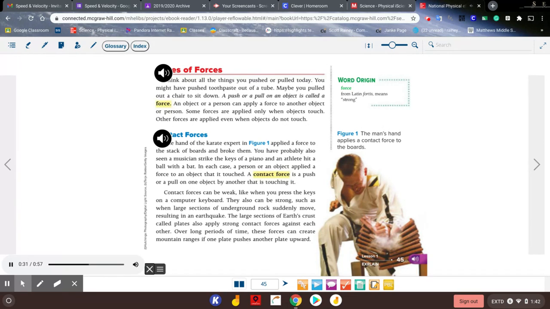Contact forces can be weak, like when you press the keys on a computer keyboard. They also can be strong, such as when large sections of underground rock suddenly move, resulting in an earthquake. The large sections of Earth's crust, called plates, also apply strong contact forces against each other. Over long periods of time, these forces can create mountain ranges if one plate pushes another plate upward.